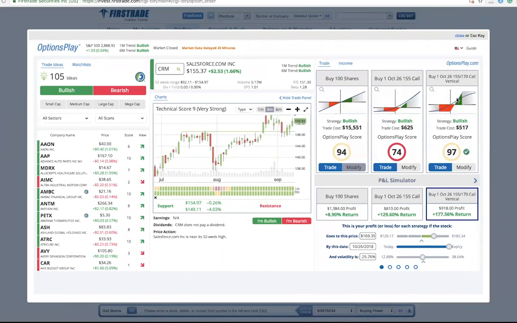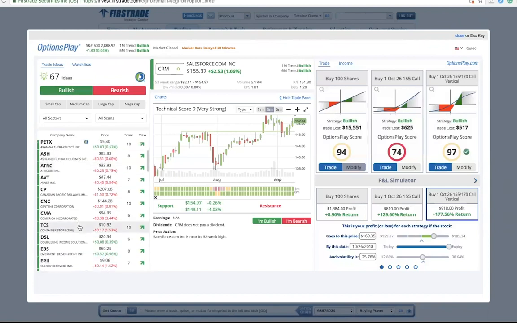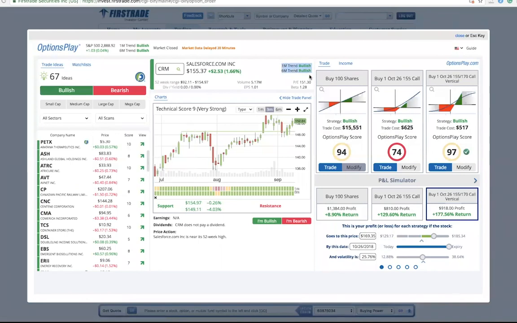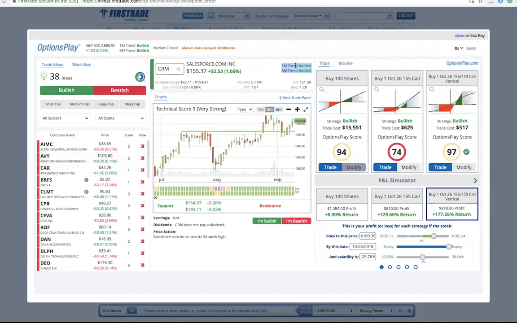Fabio is asking, how are trade ideas proposed? So trade ideas are basically based on technical scans. So all the bullish trades are stocks that have bullish trends and have triggered a classic technical buy signal. These are based on CCI, Williams Percent R, Money Flow Index, RSI, basically very standard buy and sell technical signals, but they also must have bullish trends for both short-term and long-term for bullish ideas, and bearish trends for bearish ideas.